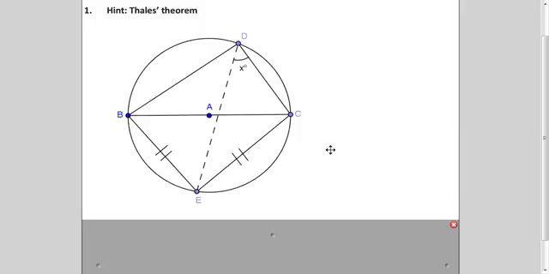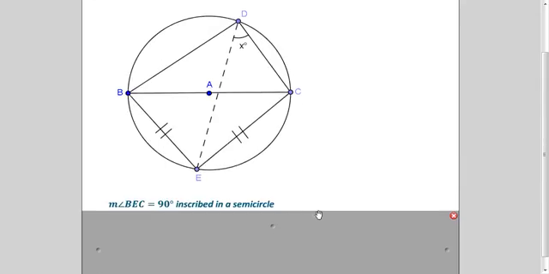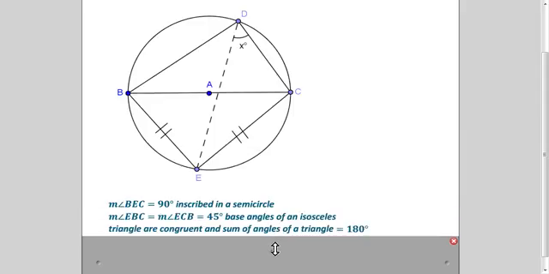So if you followed the hint for angle BEC, you saw that angle BEC is 90 degrees. Right? This has to be a right triangle because BC is a diameter. And this triangle here is isosceles because it has congruent legs. And we know that in an isosceles right triangle, those two angles have to be 45. Right? So they have to be the same, and 45 plus 90 gives us 180.